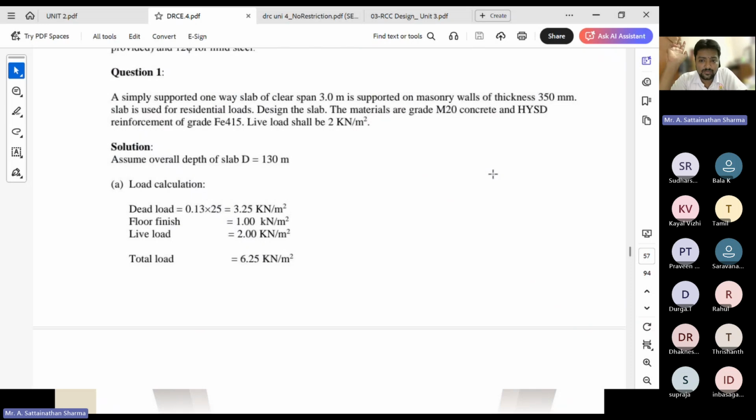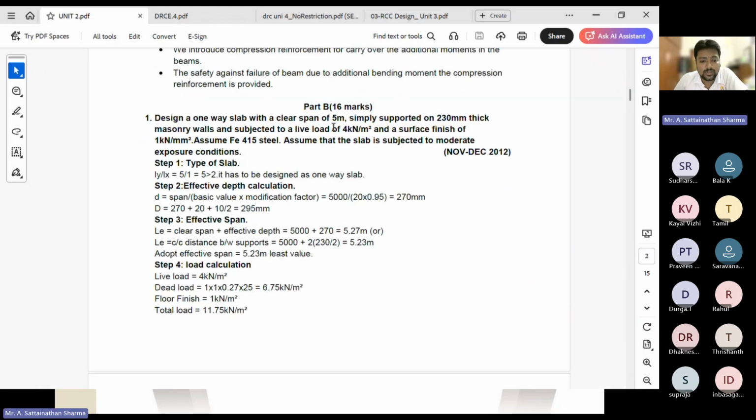So the span is given, support condition is given. We have found it, and the loading is also given. If not, you know how to assume it. What else you are supposed to do? The grade of materials, steel grade and the concrete grade. Definitely they will give. If not, the standard is M20 and Fe415 for the exam point of view. M20 and Fe415 grade of steel. That's it. These are the given data.